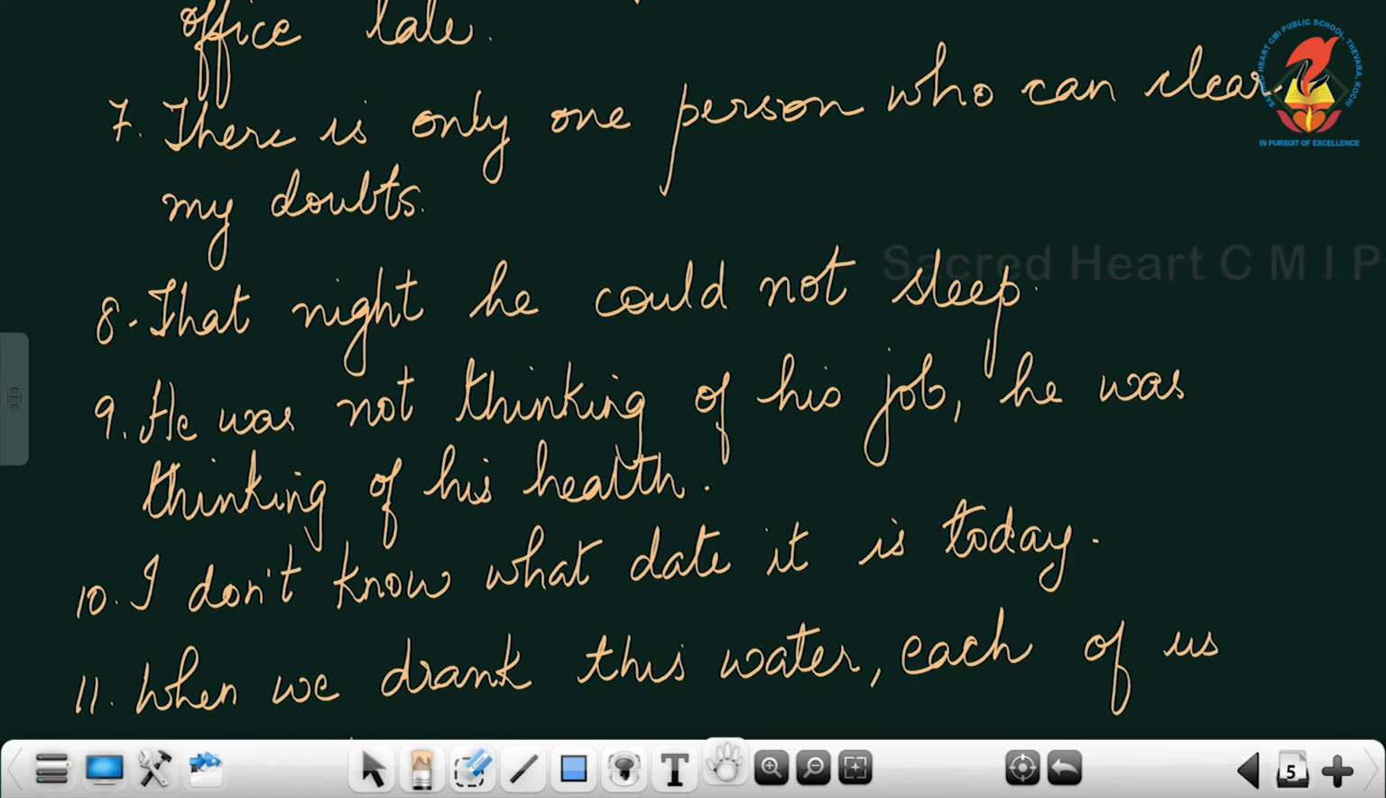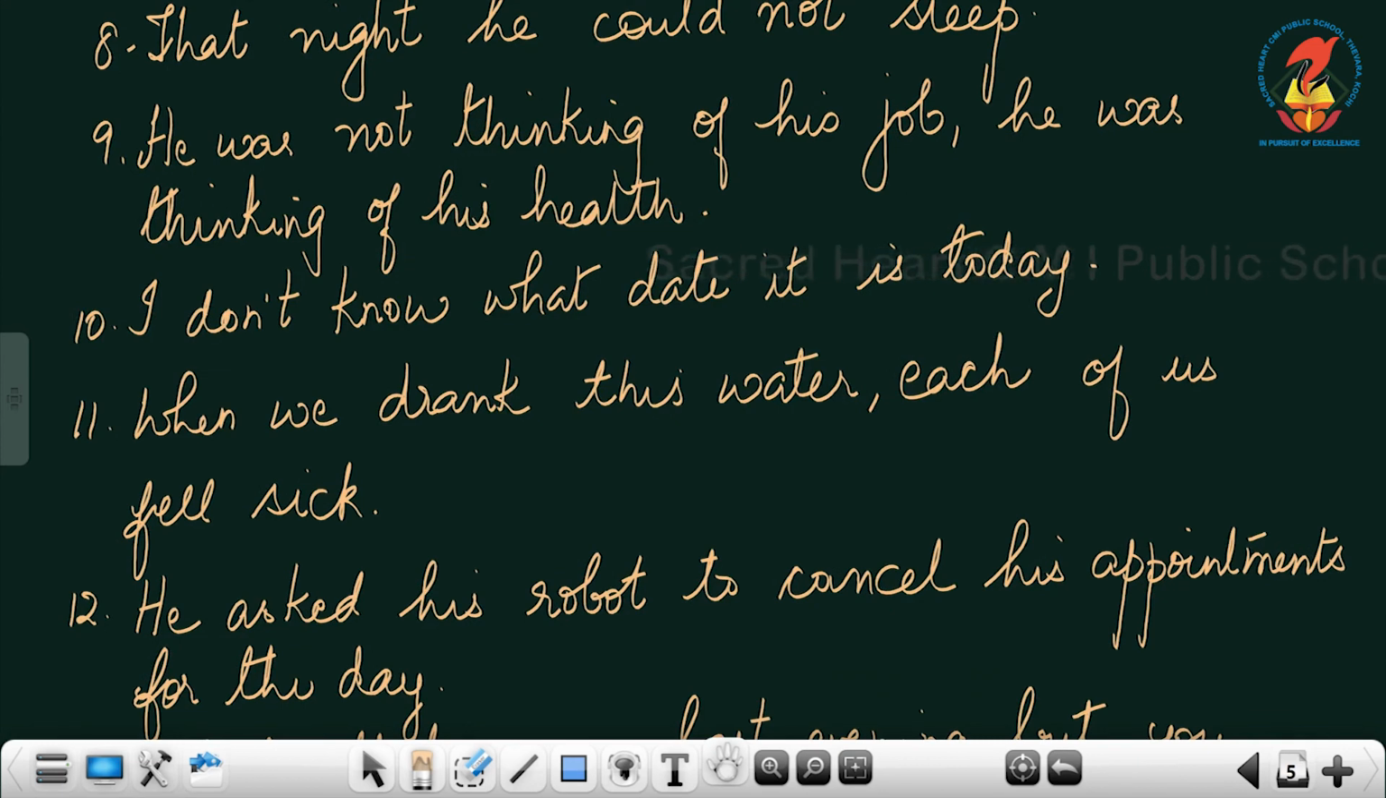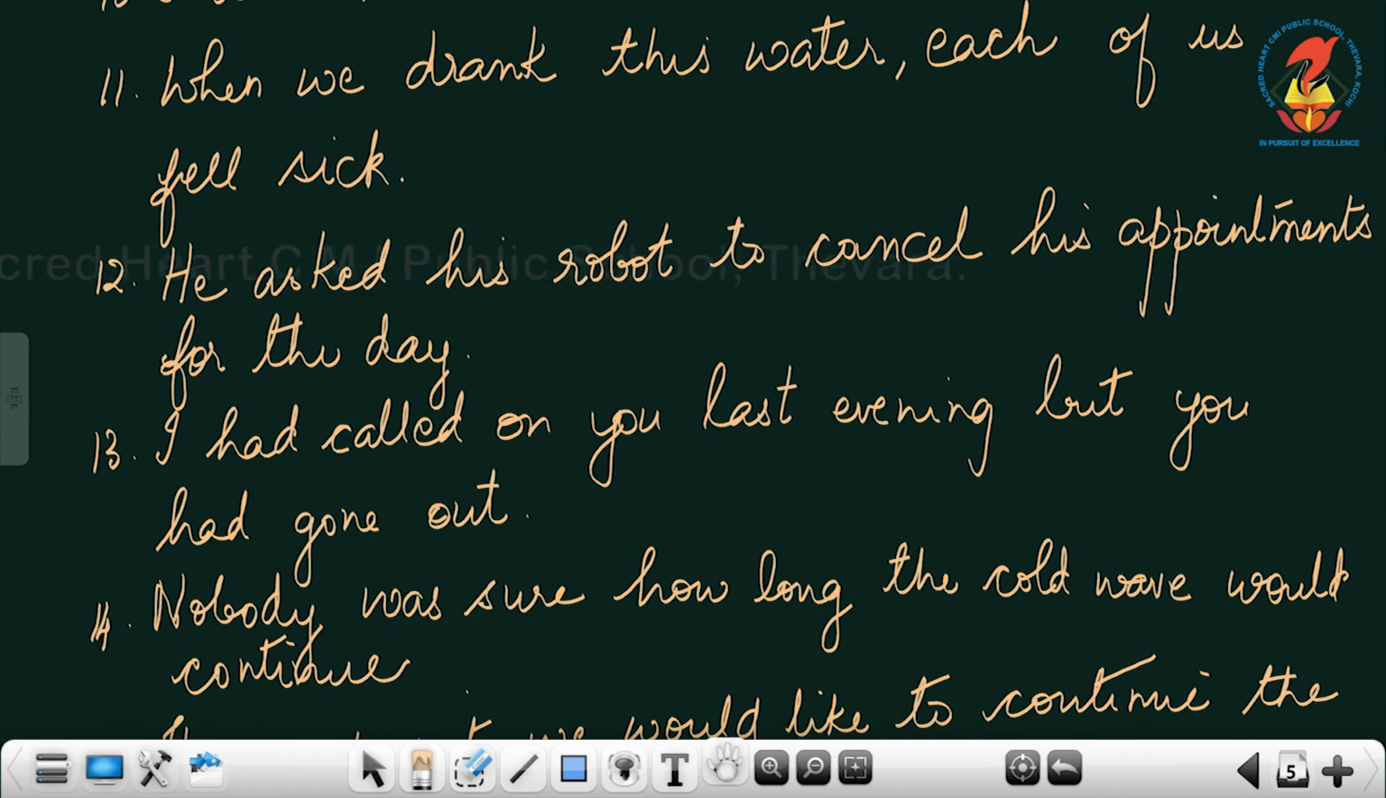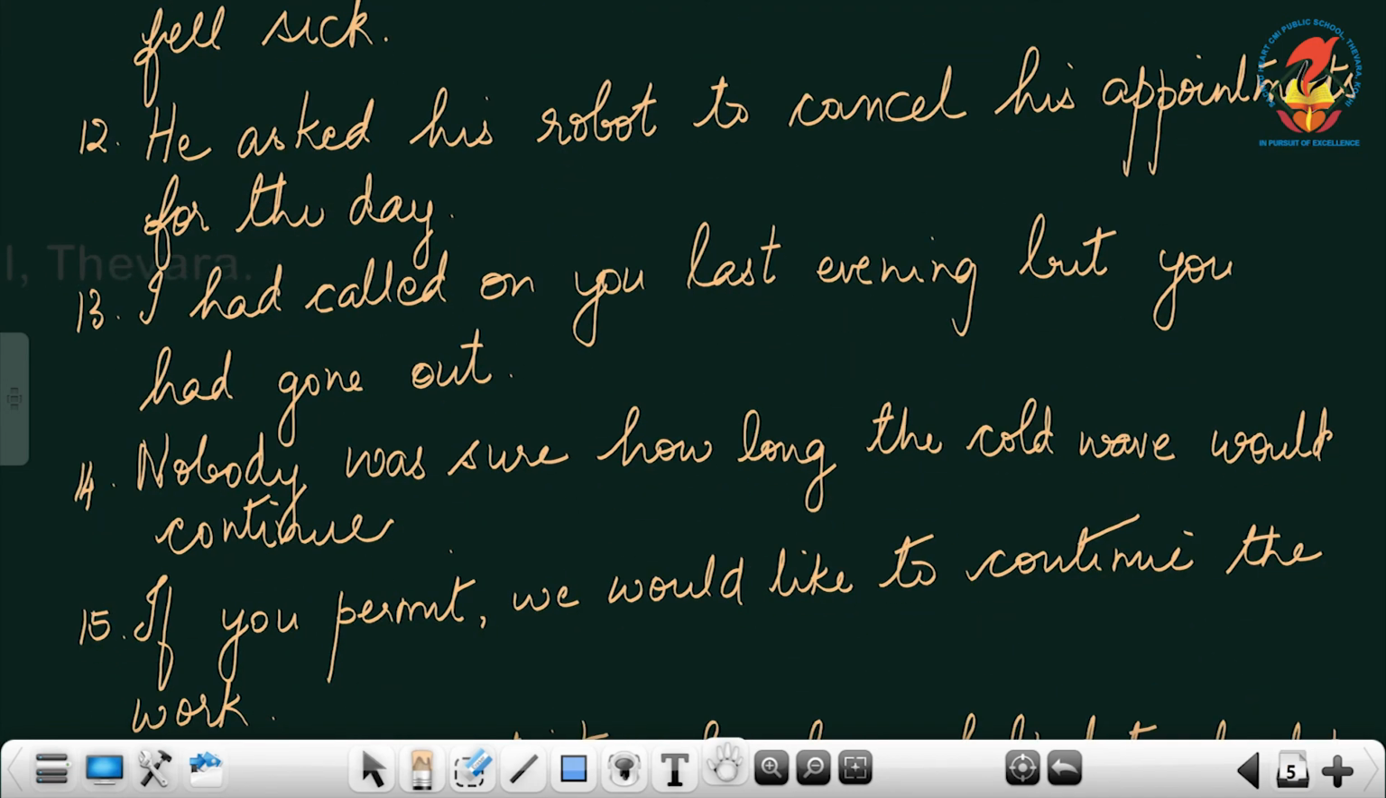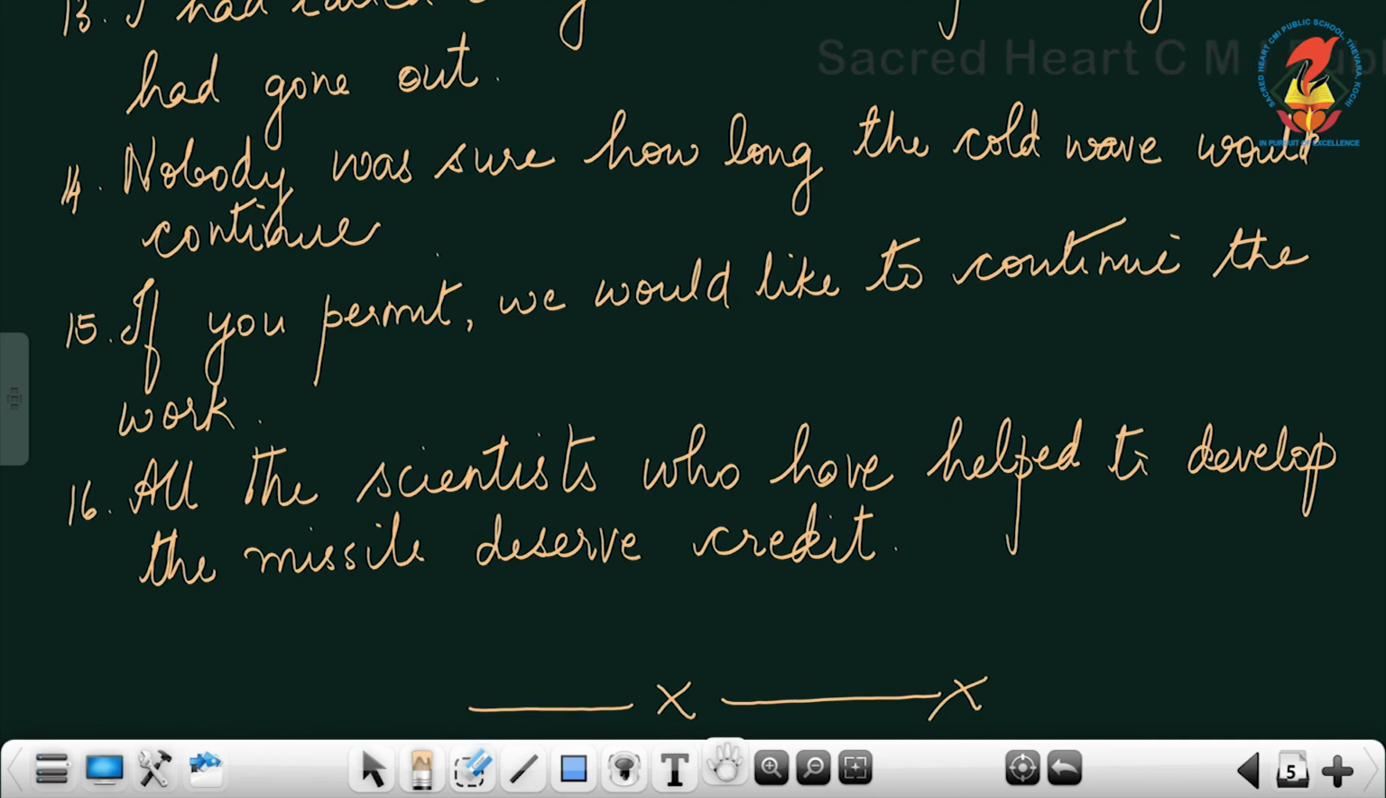After that, the tenth sentence is, I don't know what date it is today. 11th one. When we drank this water, each of us fell sick. 12th one, he asked his robot to cancel his appointments for the day. And then you have got the next one. I had called on you last evening, but you had gone out. Then 14th one, nobody was sure how long the cold wave would continue. 15th one, if you permit, we would like to continue the work. And finally, the last one, all the scientists who have helped to develop the missile deserve credit.